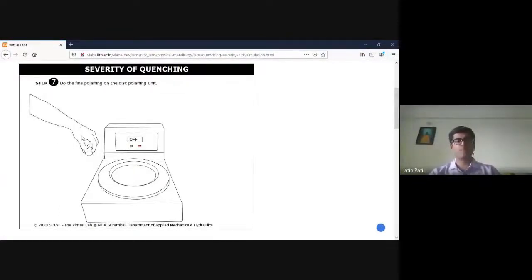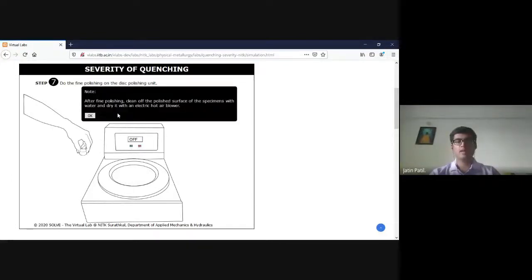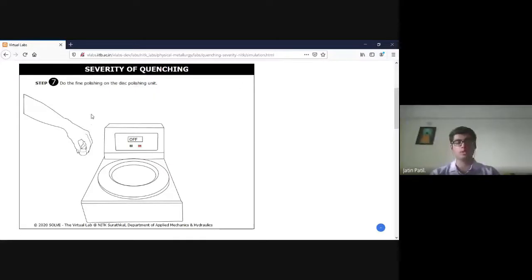In disc polishing, we pour alumina solution, place the sample on the disc polisher, and switch on the disc polishing equipment. The alumina abrasive continuously polishes the specimen given here until we obtain a mirror finish, after which we switch off the disc polisher, and then we clean it with water and dry it with an electric hot air blower.